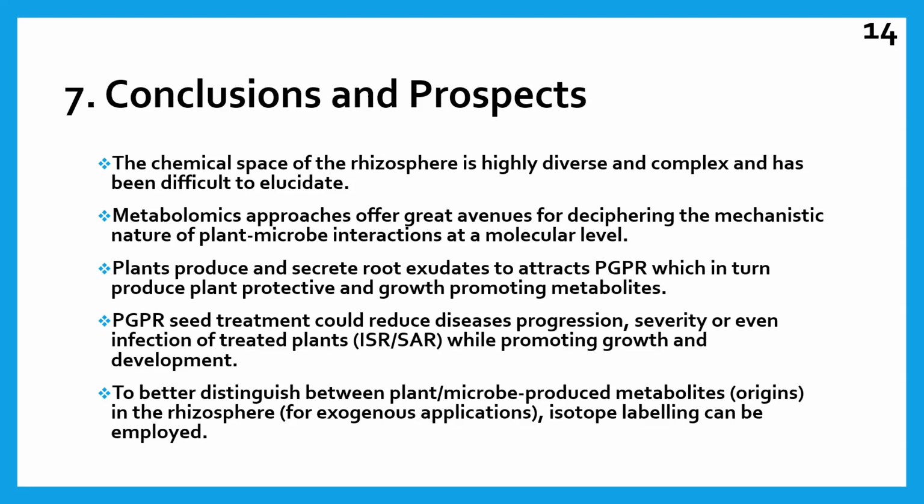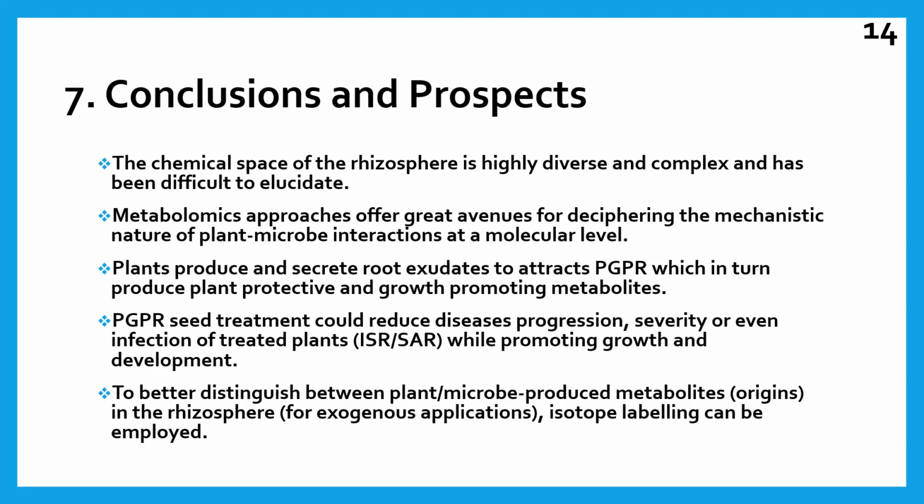So to better distinguish between plant and microbe produced metabolites in the rhizosphere, isotope labeling can be employed. Some of the questions that had come up in the line of the study is, okay, if we were able to see all these metabolites in the rhizosphere, how can we be positive that some of these metabolites are actually produced by the bacteria and some of these could be from the plant? Some form of study design that could involve isotope labeling and some other mechanisms can be used to track the origins of some of these metabolites.